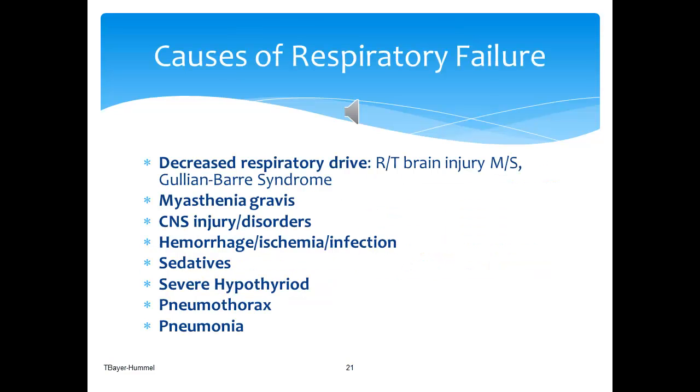Let's talk about some causes of respiratory failure. Decreased respiratory drive related to brain injury, multiple sclerosis, Guillain-Barré syndrome, myasthenia gravis, central nervous system injuries or disorders, such as a traumatic brain injury, hemorrhage, ischemia, infection, sedatives, severe hypothyroid, pneumothorax, pneumonia. Some others might include an asthma exacerbation, post-anesthesia. Patients can't bounce back from that due to some underlying lung condition related to smoking or emphysema. So these are just a few causes. These are not all of the causes, but just a few.